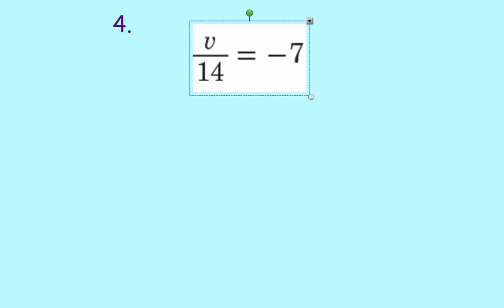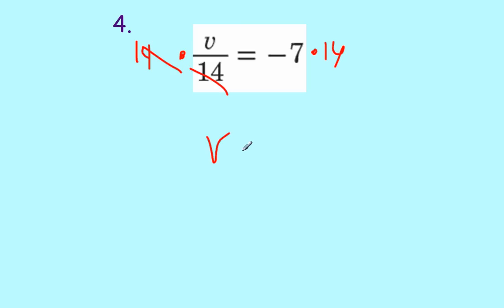And our fourth problem today that we're going to work out together. We have v divided by 14 equals -7. To clear out division, we use its opposite, which is multiplication. So we're going to multiply both sides by what we're dividing by here. We're dividing by 14, so we've got to multiply by 14. So we're going to take -7 times 14. These will clear each other out. We'll be left with v.